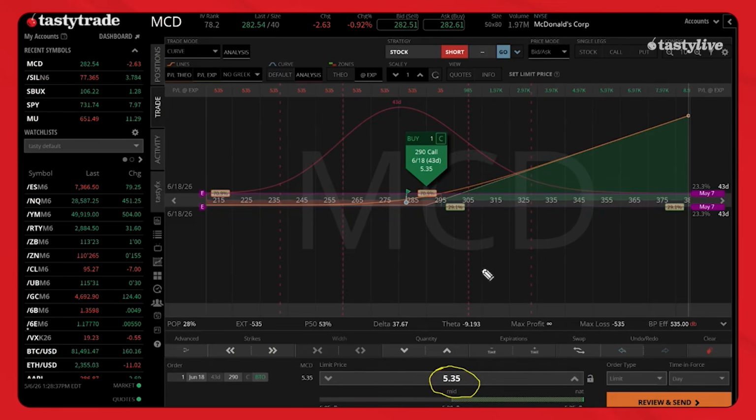One last thing I want to say: this is all the P&L at expiration. A lot of things can happen before expiration. There are lots of moving parts. If you get a quick move in McDonald's before expiration, you're going to start to see the P&L changing prior to that, of course.